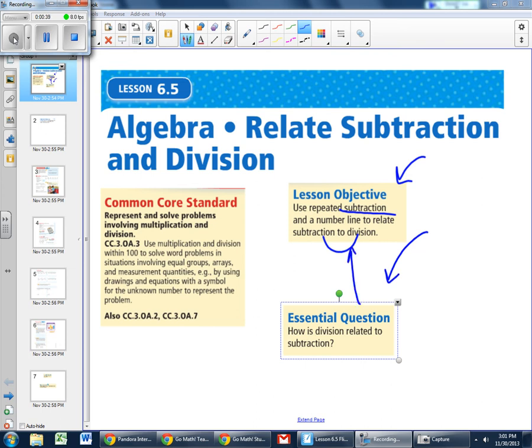And your essential question, how is division related to subtraction, which is what I just said we were going to do. Keep this in mind because remember at the end you will be putting this into your math journal for today. So keep in mind, how in the world is division related to subtraction?